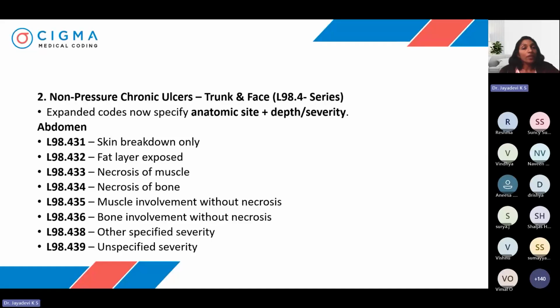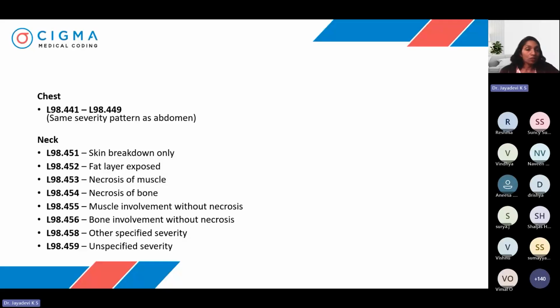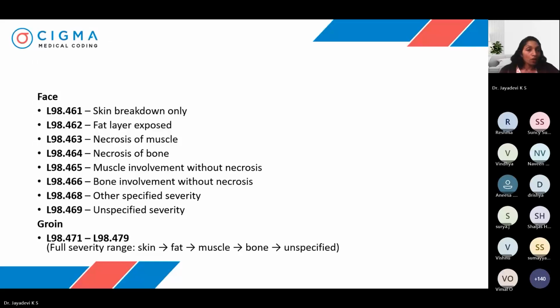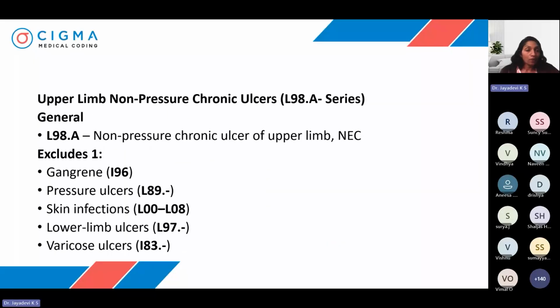Now you have non-pressure chronic ulcer codes for trunk and face. See, this is clearly expanded, underneath that is non-pressure chronic ulcers for abdomen. You can see the L98 category for abdomen, specifically for the sides, for the chest. For the chest and neck, different codes are there. Now for the face, for the groin, specifically given for this side, non-specific, non-pressure ulcers. Upper limb, the upper limb non-pressure chronic ulcers.